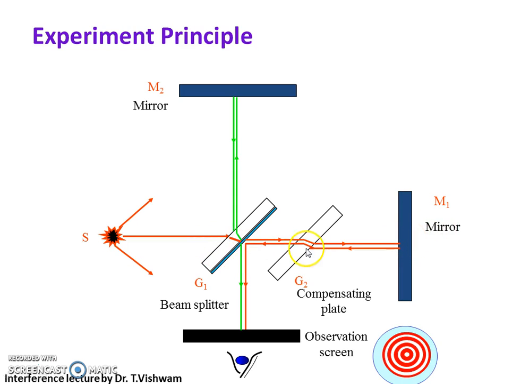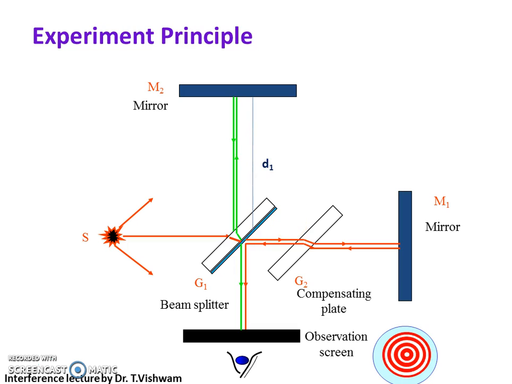Both these glass plates are made of the same material, with the same refractive index, same thickness, and the same angle of 45 degrees. This is also kept at 45 degrees. There is no coating for this particular glass plate. So this glass plate is said to be the compensating glass plate. What is it used for? To compensate the extra path difference traveled by the light ray.